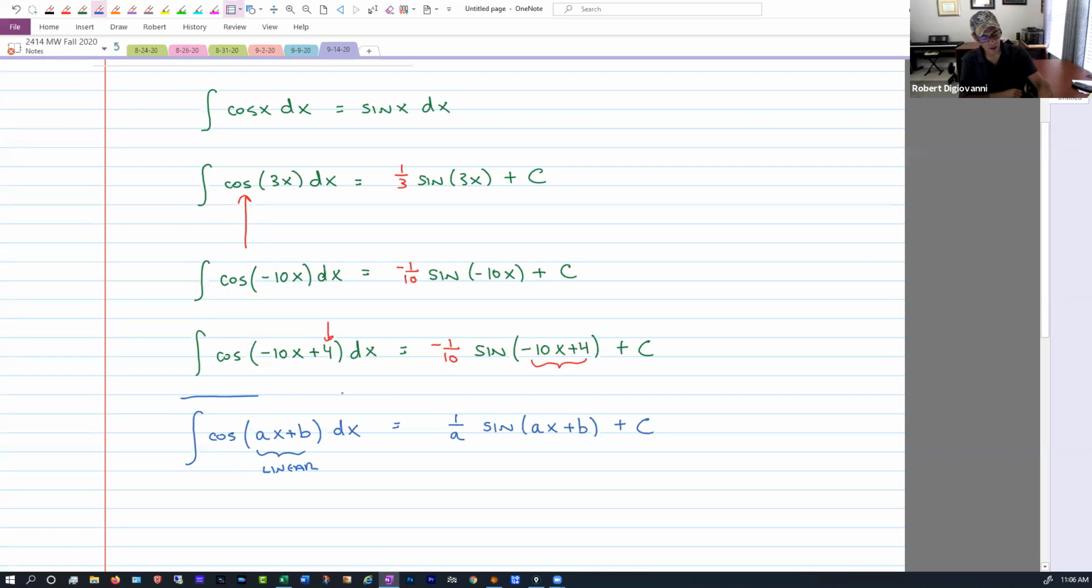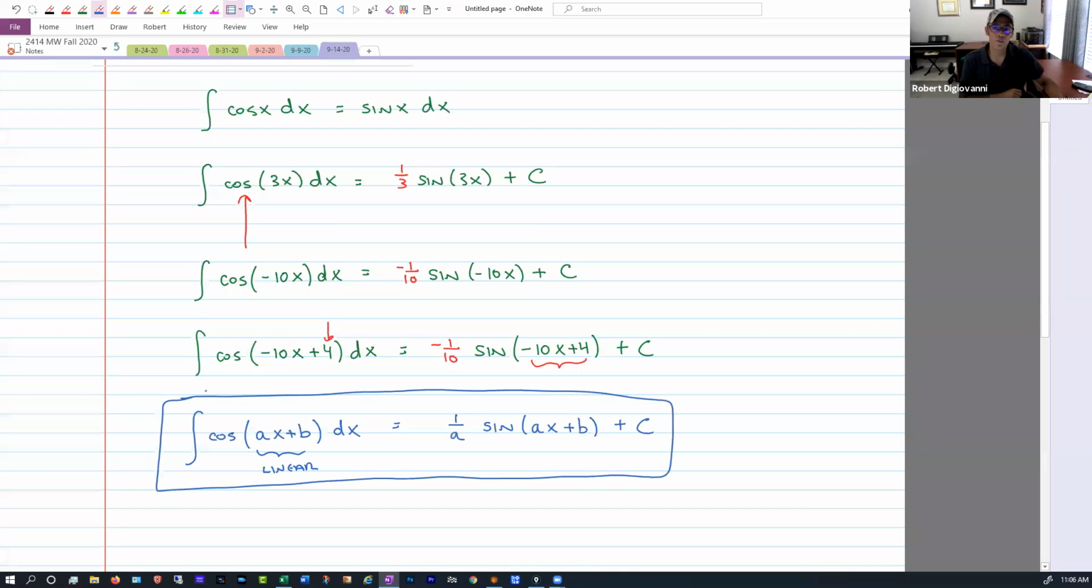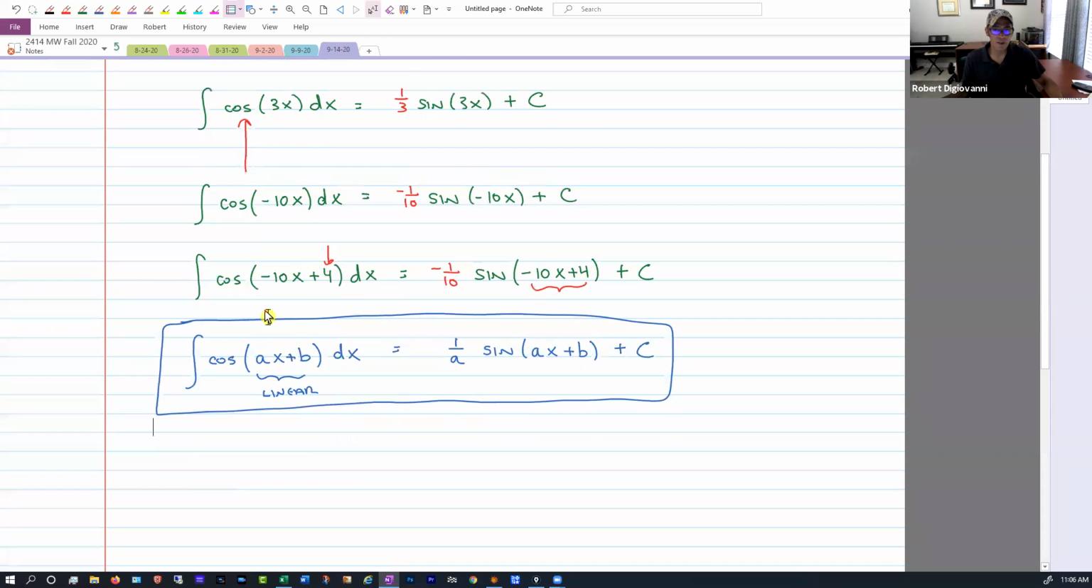Okay, and that's almost kind of like a general formula. Anytime you have a function with a linear expression in it, when you take the antiderivative, you will always have to scale out by 1 over a.